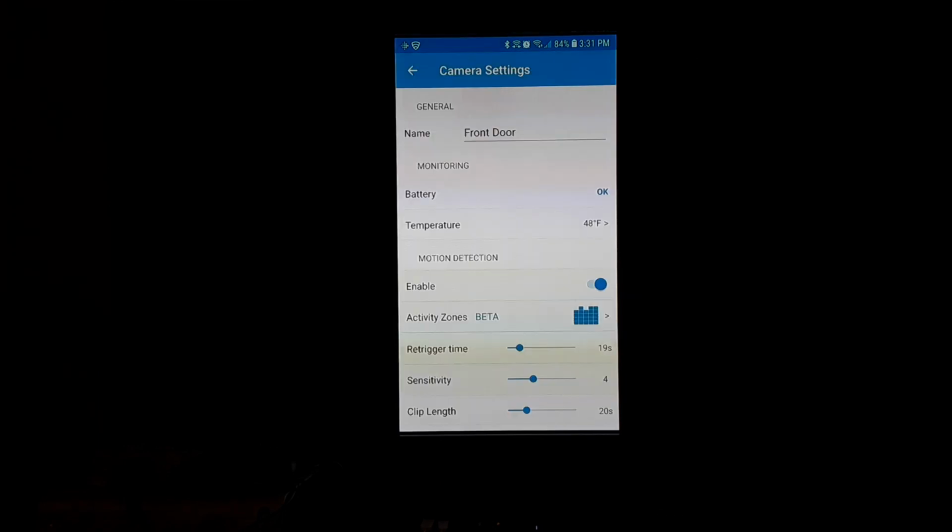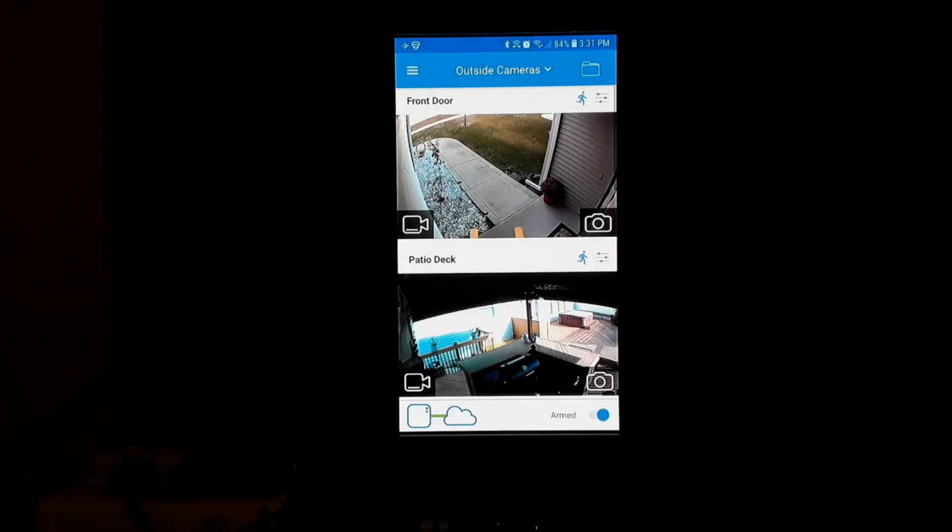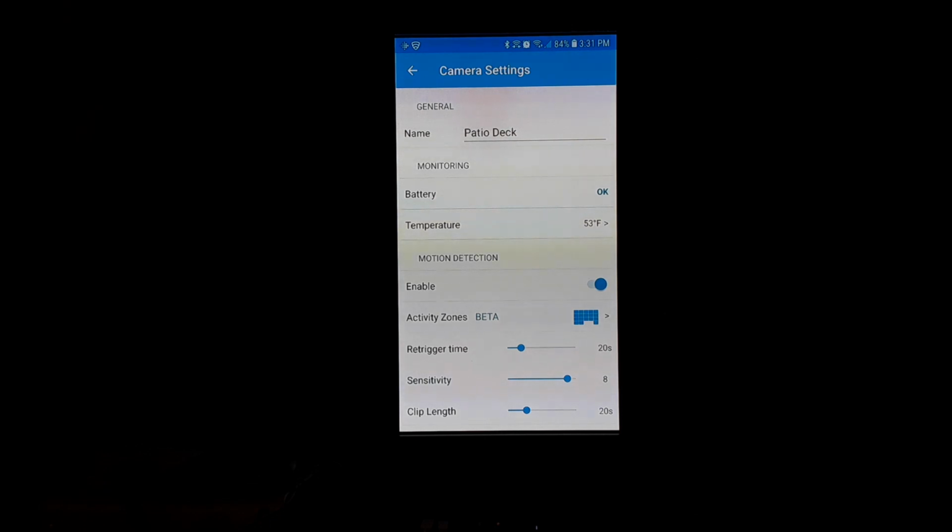And I've had 0 false alarms since they added these activity zones. 0 false alarms. So along with the tweaking I did with my retrigger time, sensitivity, and clip length, added to the activity zones, any cameras I have around my home, I do not have any false alarms and haven't had any this week. Okay, so let's look again so we can get a better look at the activity zones if we look at my patio, back of my house.